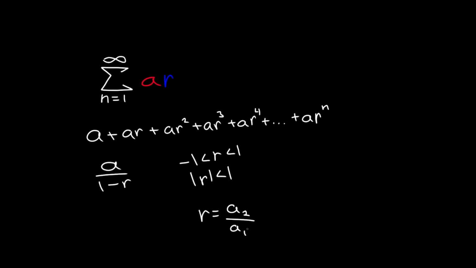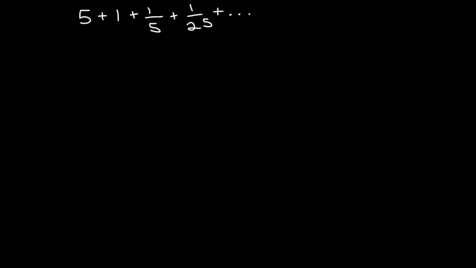Okay, so now that we know the basics around geometric sums, let's look at a real problem. Here's our first problem. Before we can even solve this problem, we first have to find our R. Our R, if you remember, is equal to the second term divided by the first term. If we look at our problem here, we see that we have 5 plus 1 plus 1 divided by 5 plus 1 divided by 25, and so on. Our first term is going to be the 5, and our second term is going to be the 1. We can plug this into our equation. R is equal to the second term, 1, divided by the first term, 5.